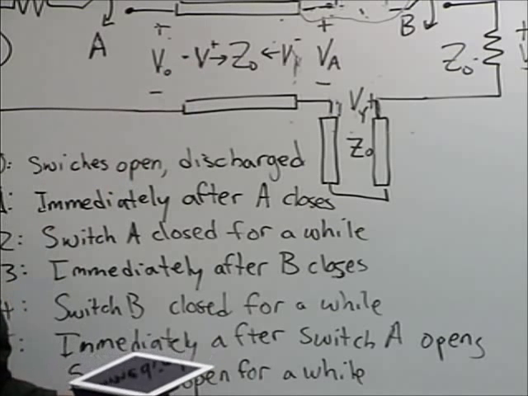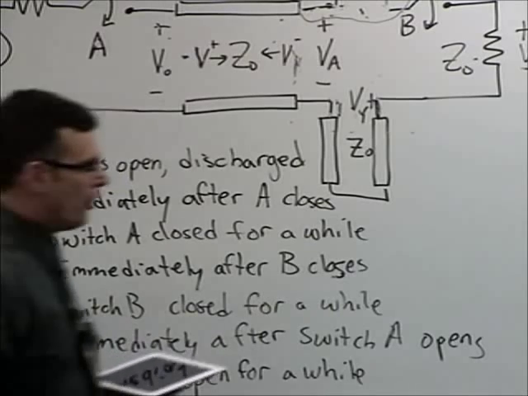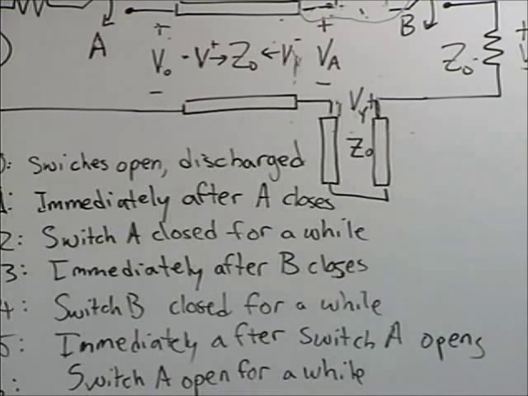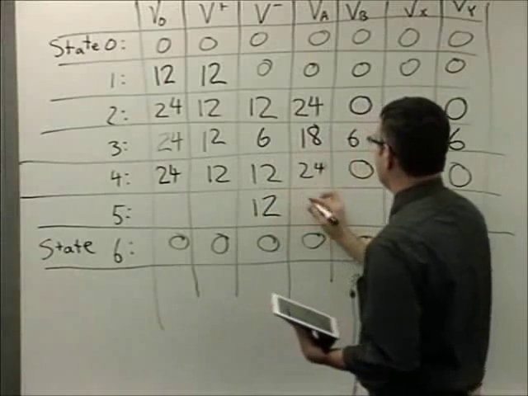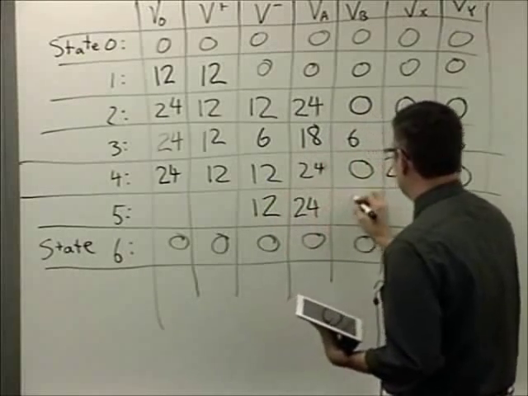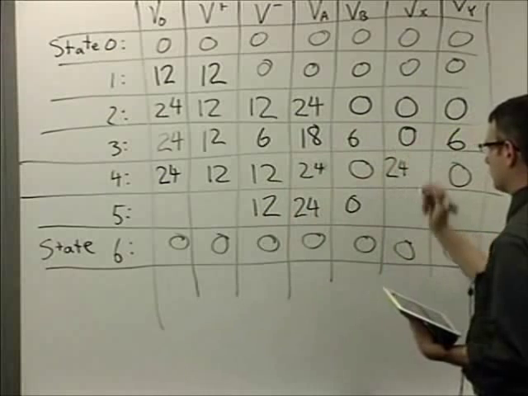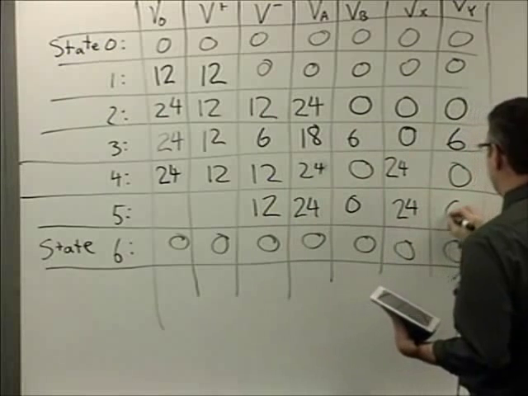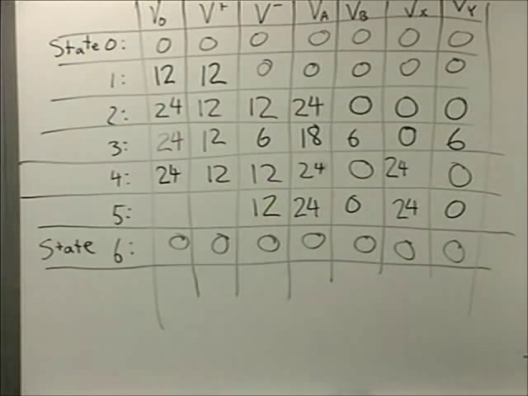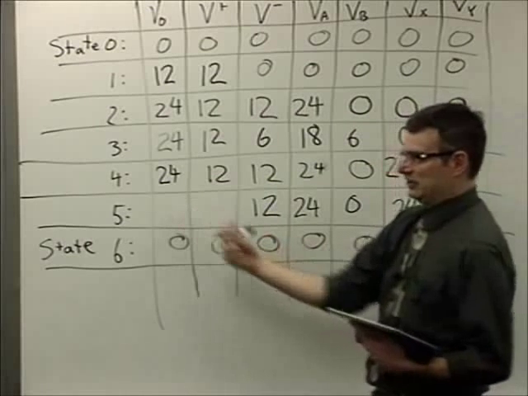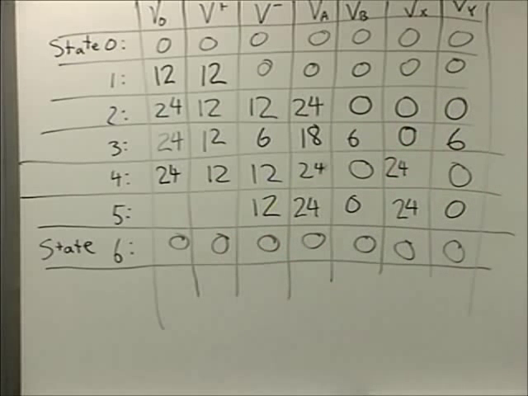That's it. So let's go and cheat by putting everything in the previous row into the next row, because none of that is going to change. The only thing I need to calculate are these two values. So let's go ahead and do that.